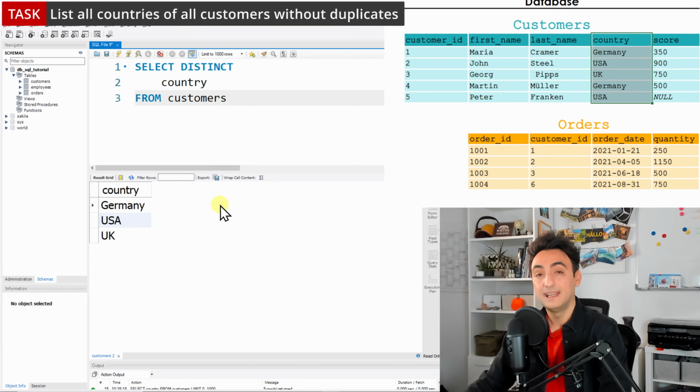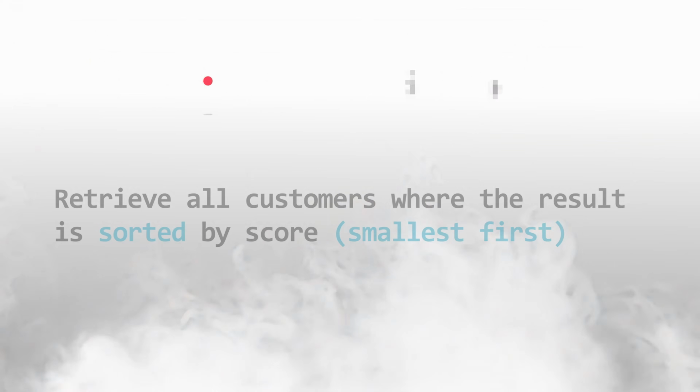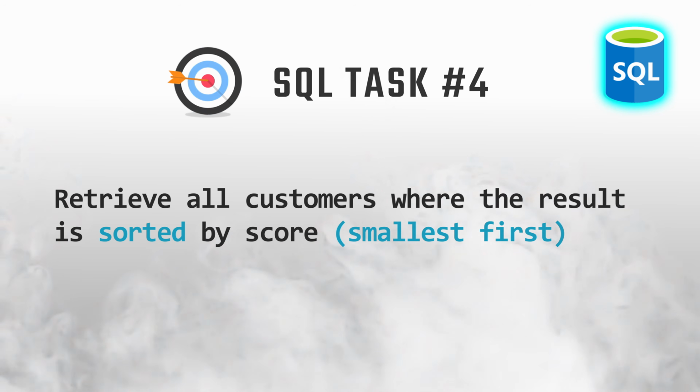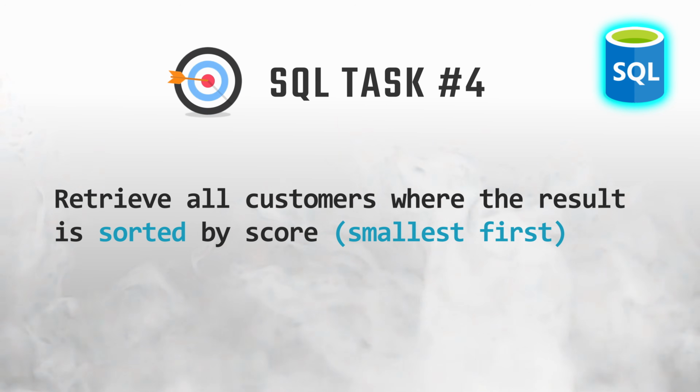As you can see, now the list contains only unique entries. We have Germany only once, USA as well, and UK as well. So here we have a unique list of all countries, of all customers, and we solved the task. Next task: retrieve all the customers where the results are sorted by score, and the smallest should be first.